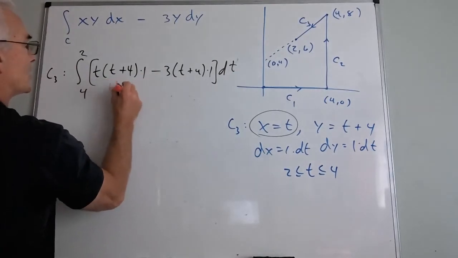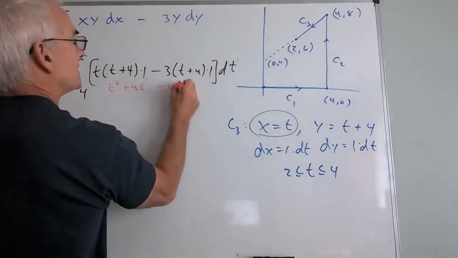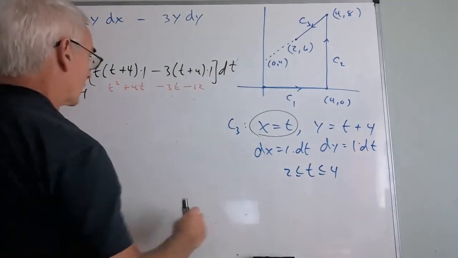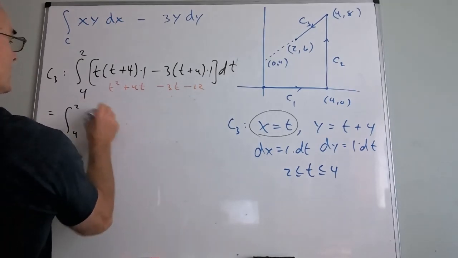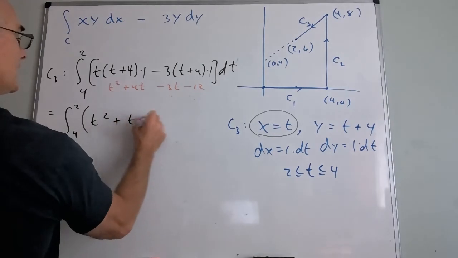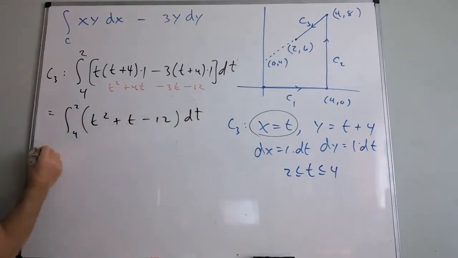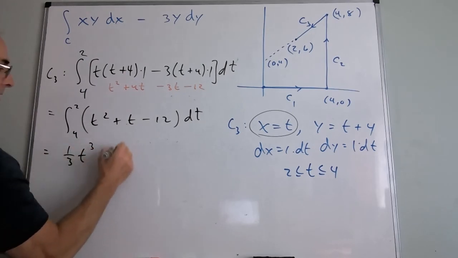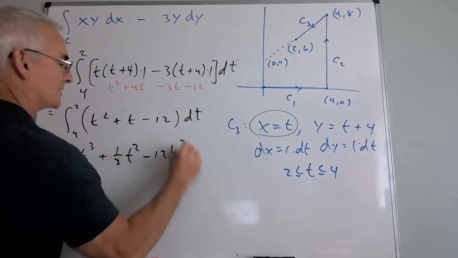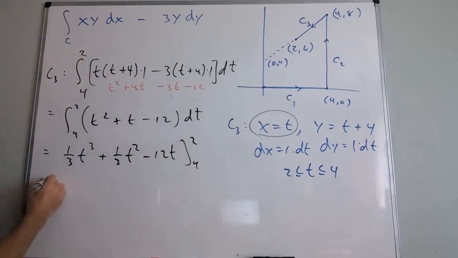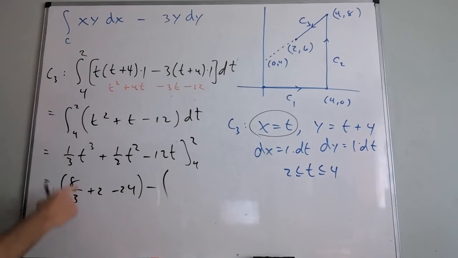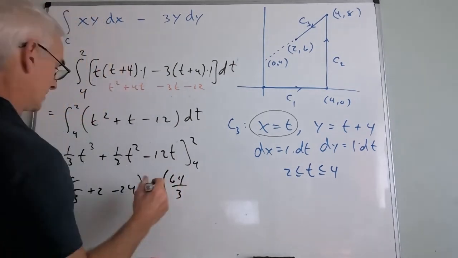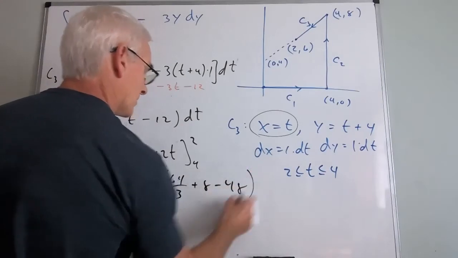So this would be t squared plus 4t minus 3t minus 12. So my integration looks like t squared plus t minus 12, which would be a third t cubed plus a half t squared minus 12t, from 4 to 2. So at 2, we'd get 8 thirds plus 2 minus 24. And then at 4, we'd get 64 thirds plus 8 minus 48.